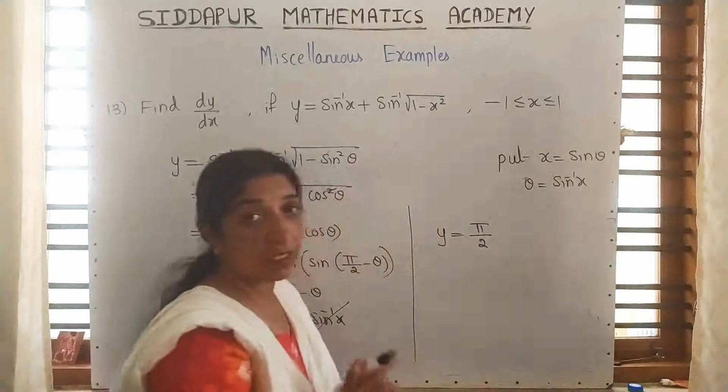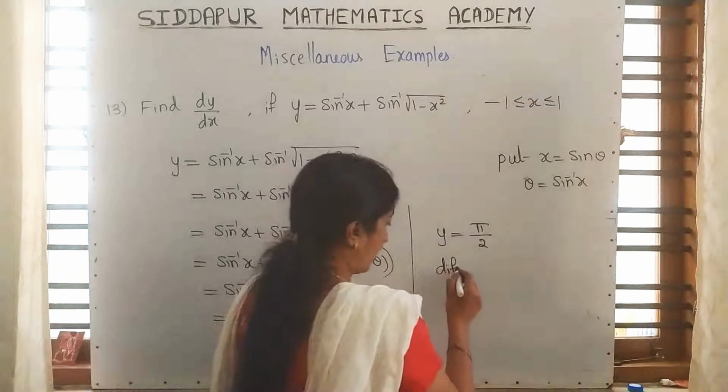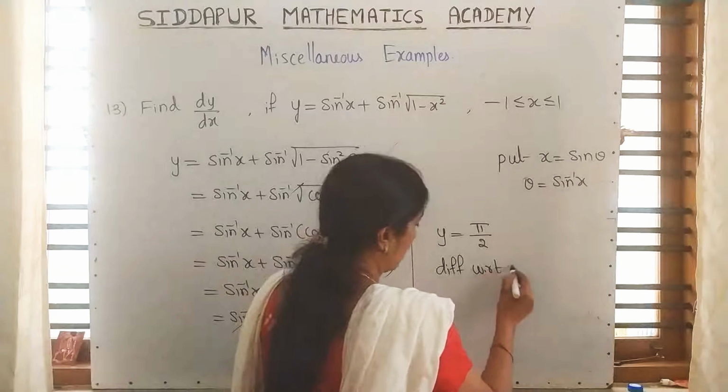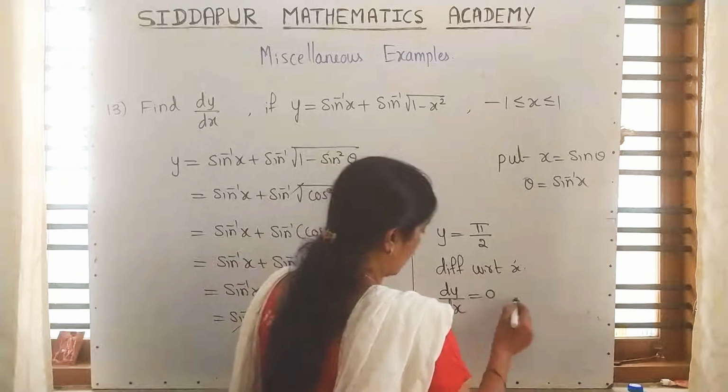And pi by 2 is a constant. Differentiation of a constant is 0. Differentiating with respect to x, dy upon dx is equal to 0.